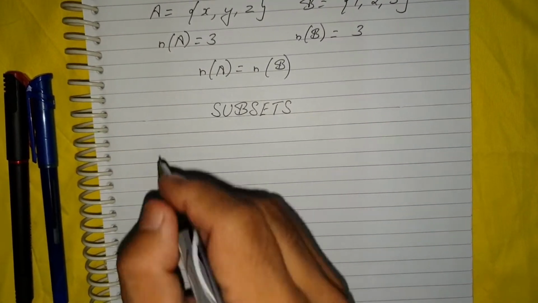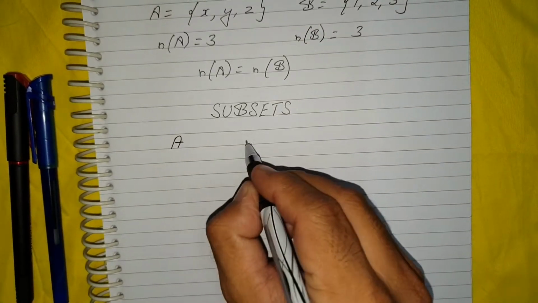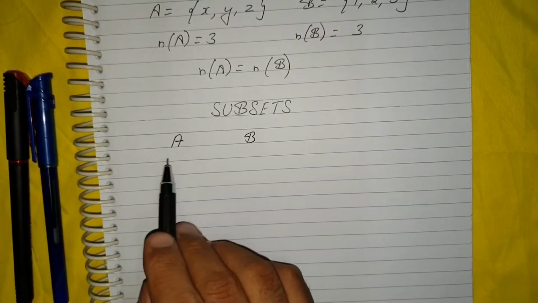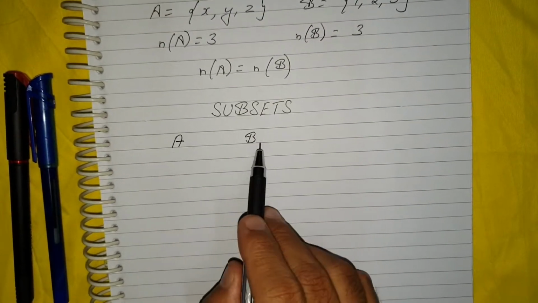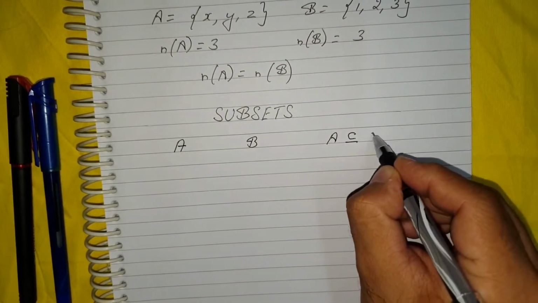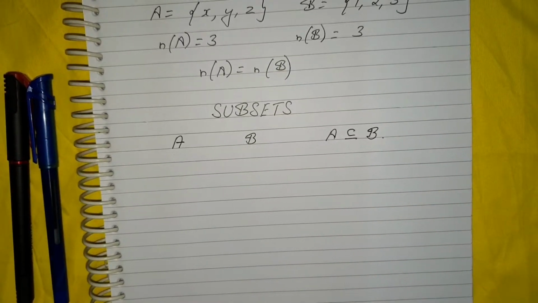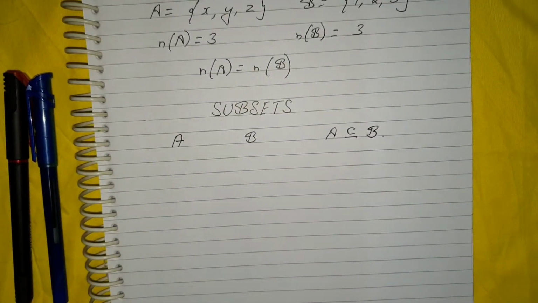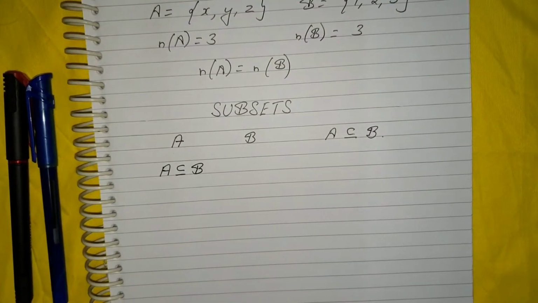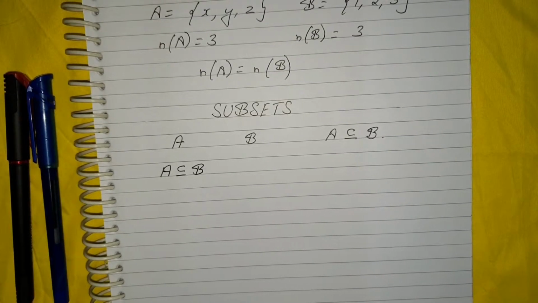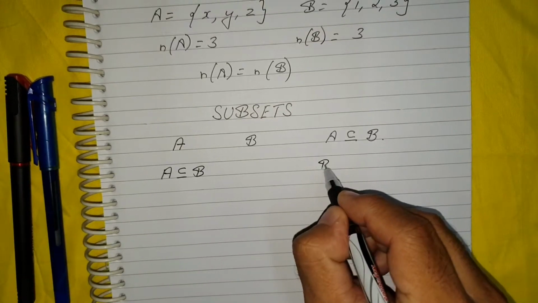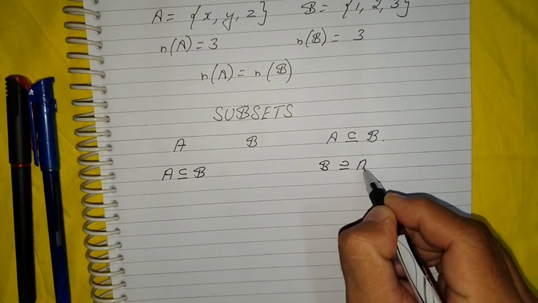Now the next topic is subset. Set A is said to be a subset of B if every element of A is also an element of B. We write A ⊆ B. Now superset. If A is a subset of B, then B is called the superset of A, and we write B ⊇ A.